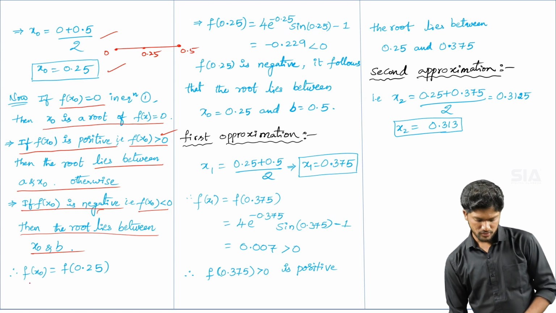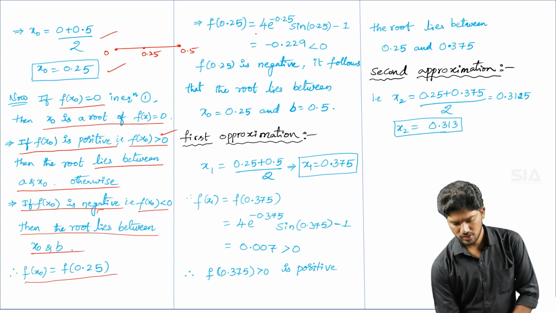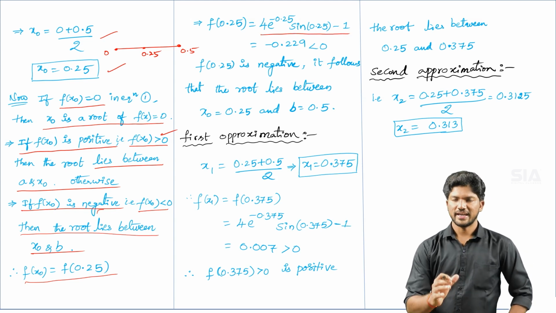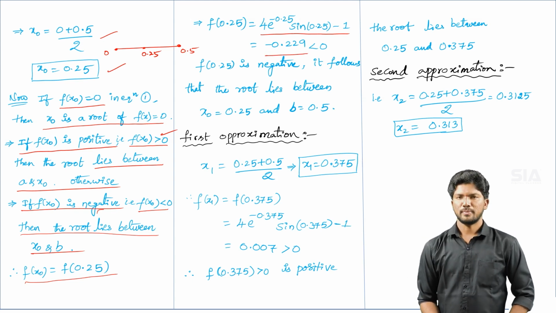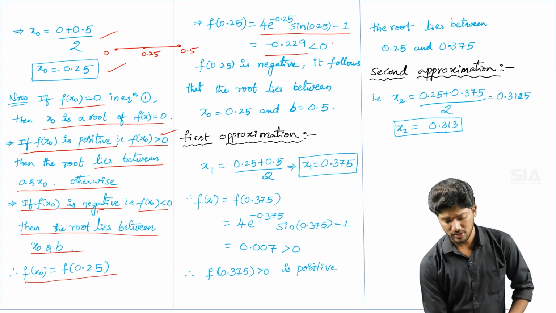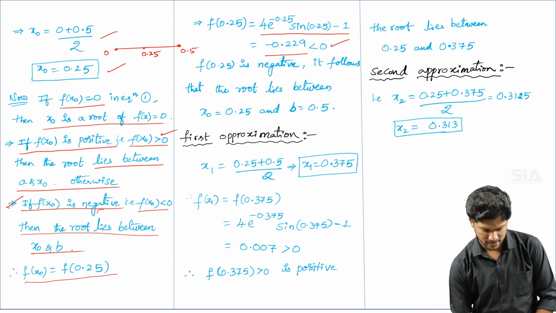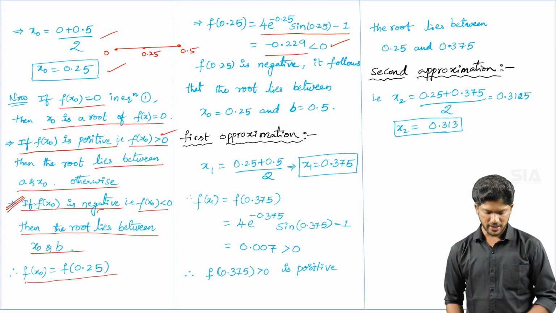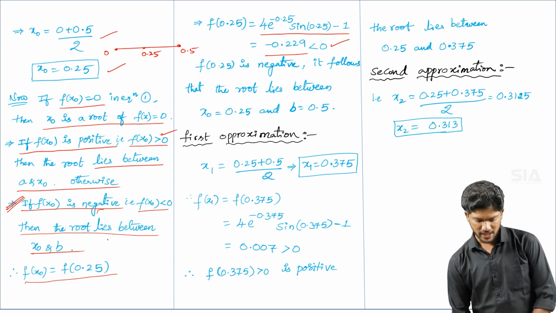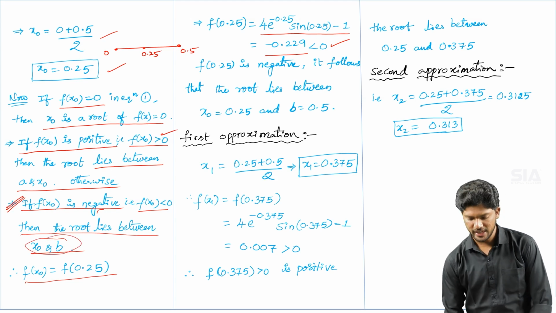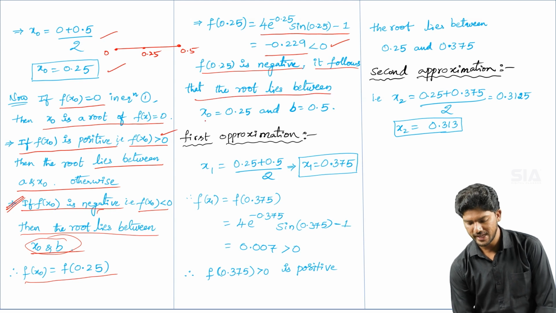Now we are substituting f of x naught, which is f of 0.25, in the given equation. Calculating with a scientific calculator, you will get minus 0.229. The minus symbol is there, so it is less than 0, and you can apply the condition: f of x naught is negative. So the root lies in between x naught and b.